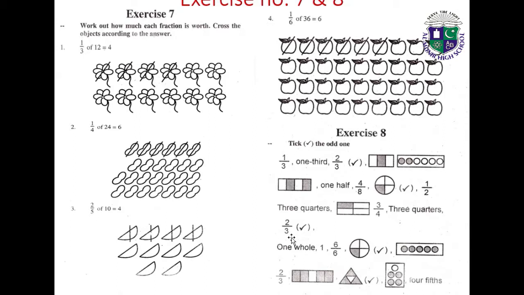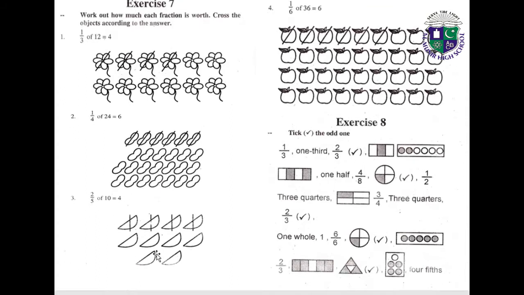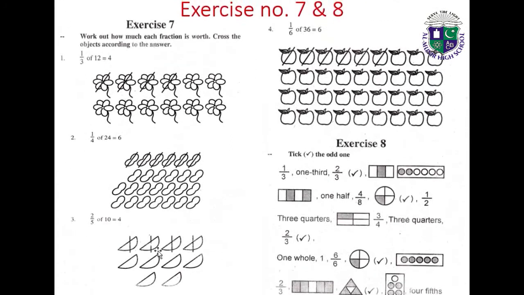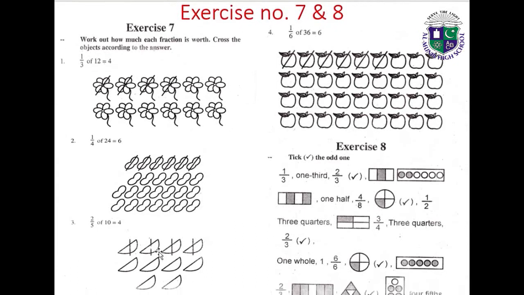One by third of 12: three fours are 12, 4 is your answer. One over four of 24: four sixes are 24, 6 is your answer. Two by five of 10: two over five multiplied by 10, five twos are 10, two twos are 4, 4 is your answer.